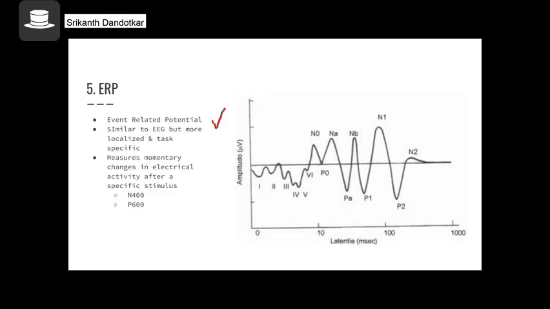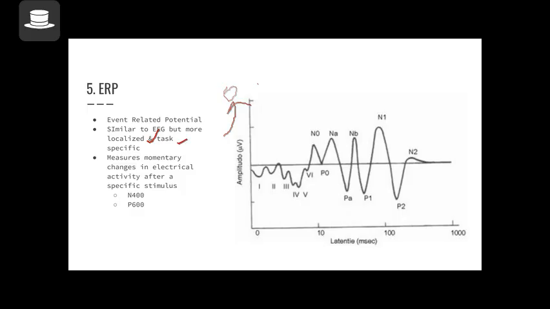Event-related potential is pretty much the same as the electroencephalogram, which measures and captures the electrical activity, except that it's more precise in a sense that instead of just measuring the electrical activities of the different brain parts, we're specifically interested in this case about a specific brain part involved in a specific task. So it's similar to EEG, but it's more localized and it's very specific to the task.